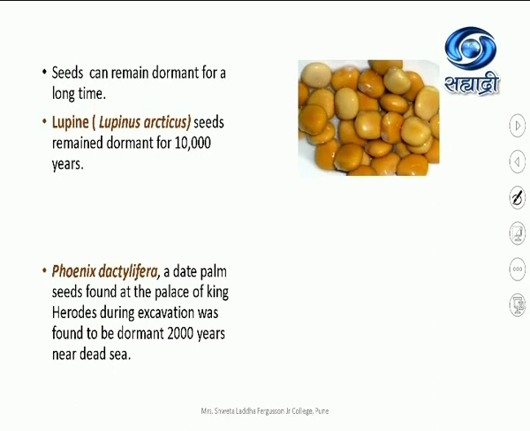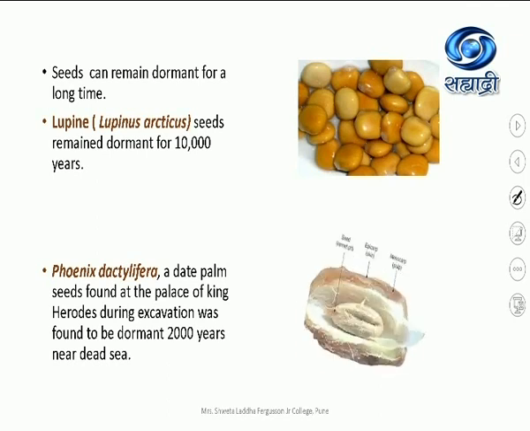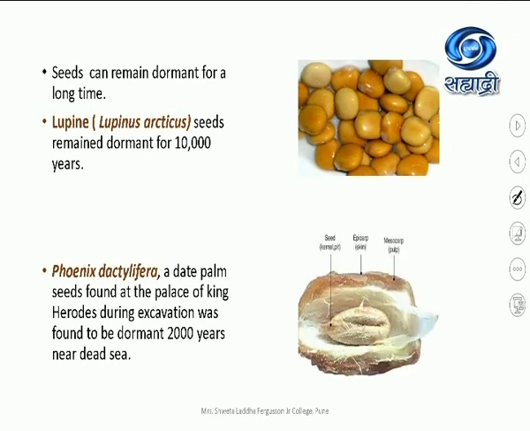There is another example called Phoenix dactylifera. This Phoenix dactylifera is a date palm seed which was found at the palace of King Herod. During the excavation it was found to be dormant for 2000 years near the Dead Sea. If you look at the picture, it looks like a khajur, kharik, what we call. Yes, it is a type of date palm, a special type called Phoenix dactylifera. The seeds were found at the palace of King Herod during excavation, and they had been dormant for 2000 years near the Dead Sea. Maybe the conditions were not suitable for them to germinate.